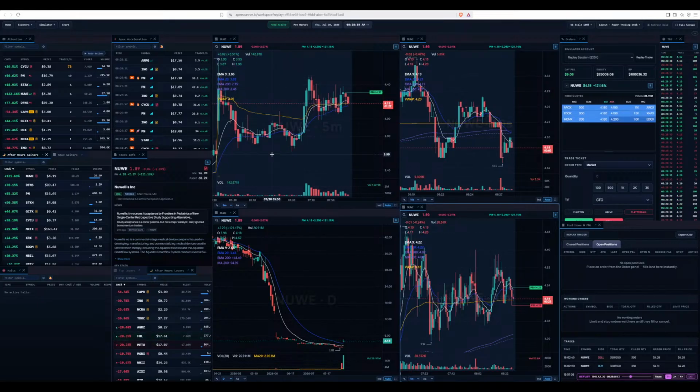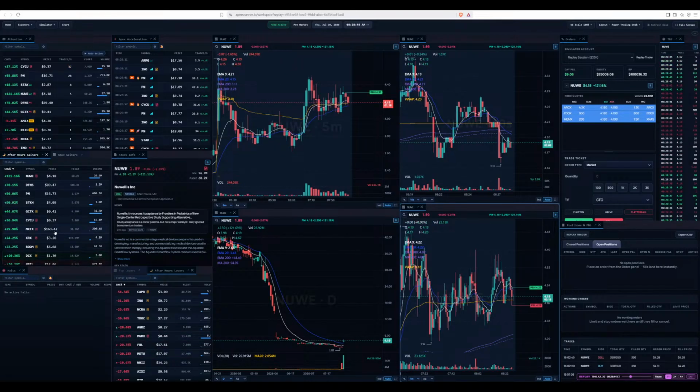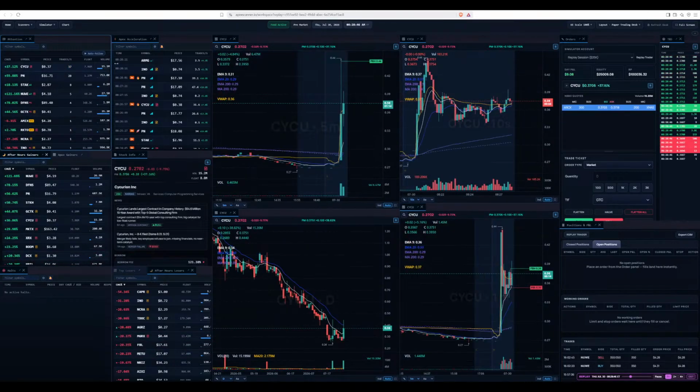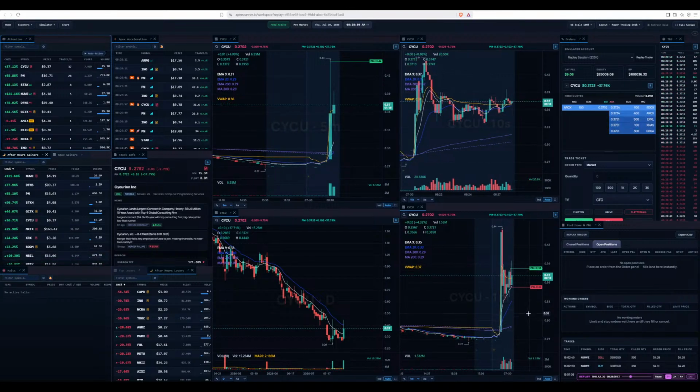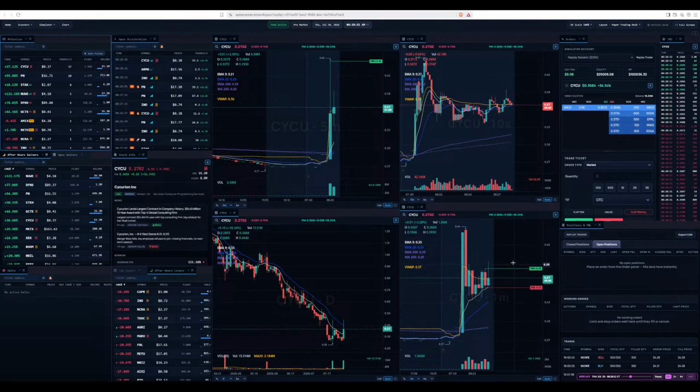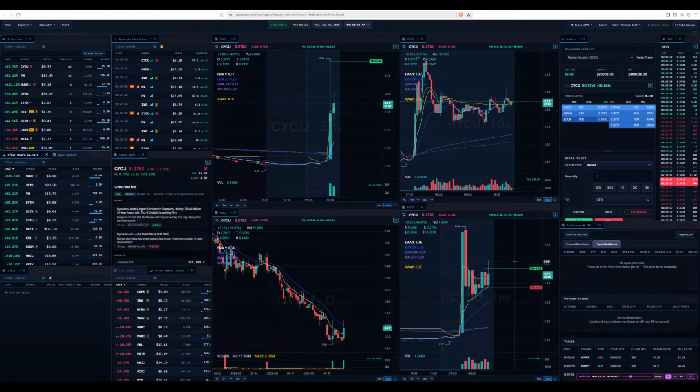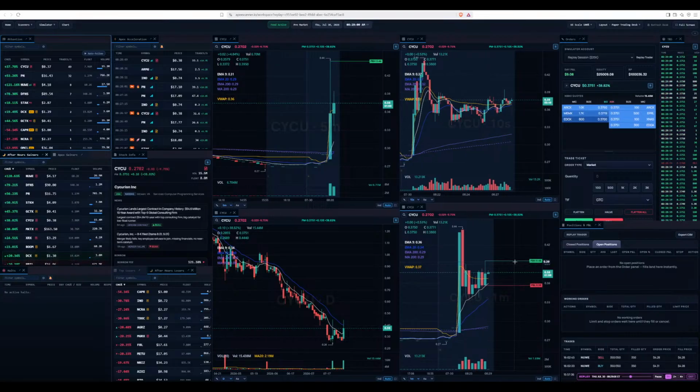So let's see. So we have a few stocks with some news, and CYCU is something that is moving. I like the fact that it is holding this level, but then I'd be interested if it breaks 0.4. But it's super cheap. This stock is super, super cheap. I mean, it's still about 40 cents.